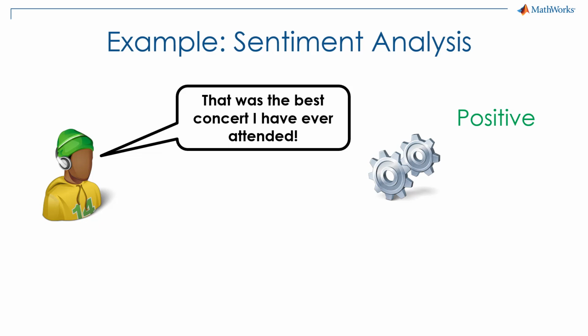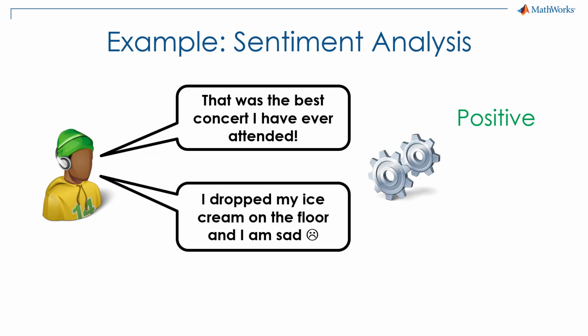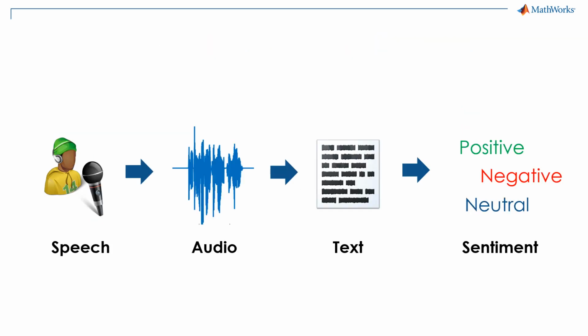On the other hand, if the person says they dropped their ice cream on the floor and they are sad, then the algorithm should predict a negative sentiment. The sentiment analysis program might look like this. We listen to an audio source like a microphone, detect text from the audio signal, and then classify the text using our sentiment analysis model.